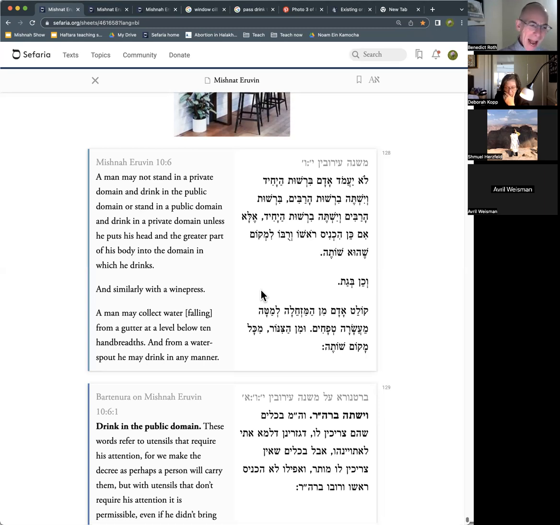And by the way, this is the plain meaning of the Mishnah that we've learned, but the Gemara seems to interpret, actually the view of the Gemara is you can do this. You can reach into the public domain and drink.